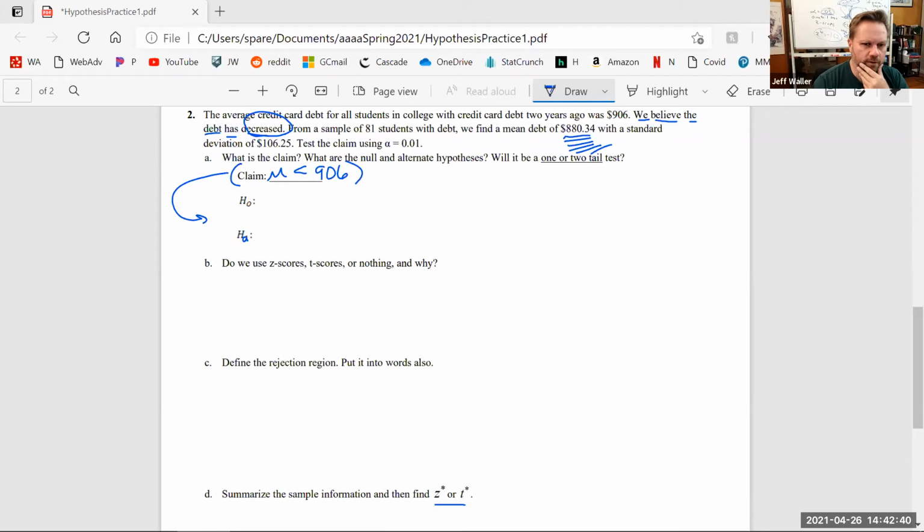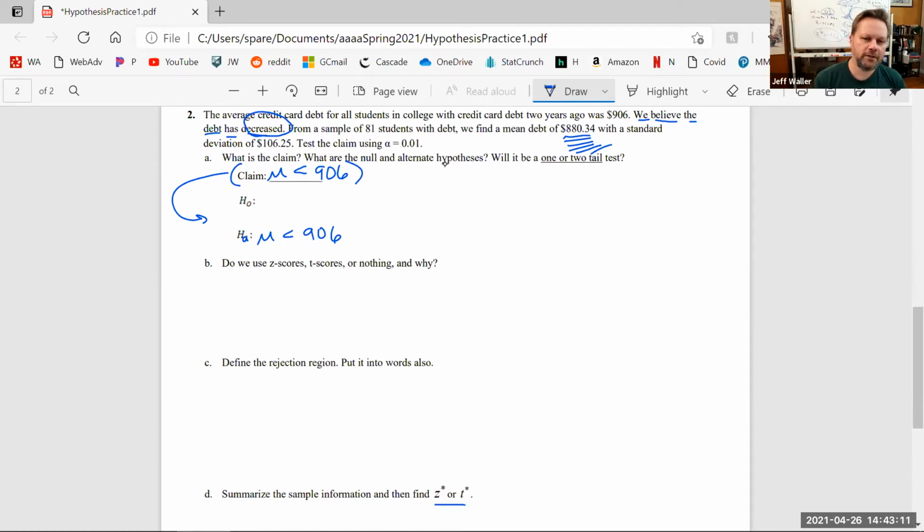It has to have the equal sign. Yes. The null has to have an equal sign. Does our claim have an equal sign? No. Doesn't have any kind of equal sign. So it's got to go here. Do you guys understand that? So where does the claim go, the Ho or the Ha? Why is that a crazy question? In general, where does the claim go? You're like, I can't answer that question because it depends on whether it has an equal sign or not. Does that make sense?